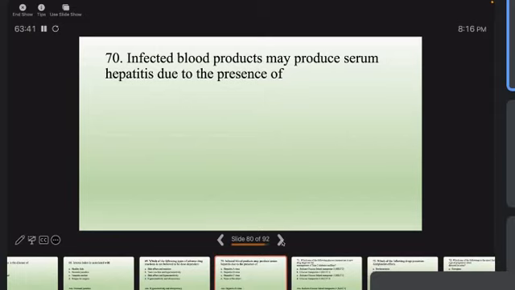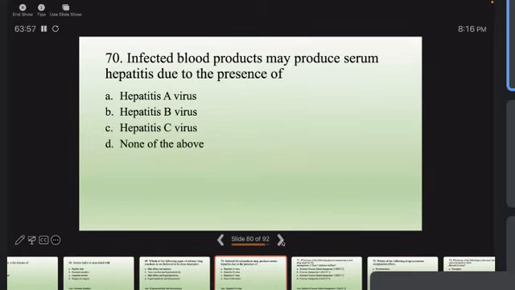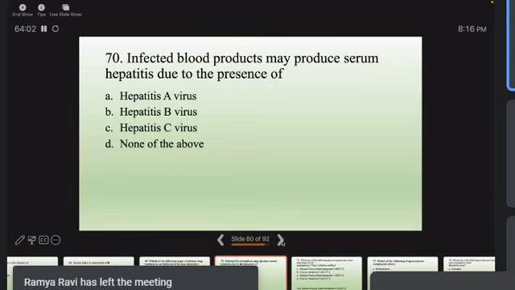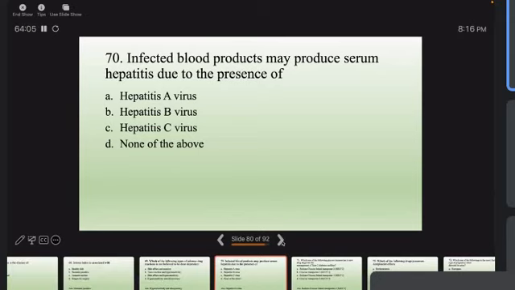Infected blood products may produce serum hepatitis due to the presence of hepatitis A virus, hepatitis B, hepatitis C, and none of the above. Hepatitis B virus. Okay. Why B virus? In blood, B viruses are. Okay. Actually, A, B, C, all of it is present in the blood. So we have to see this in terms of how it is being spread.